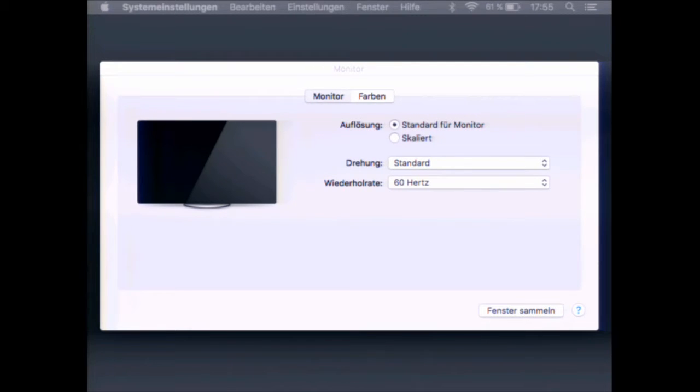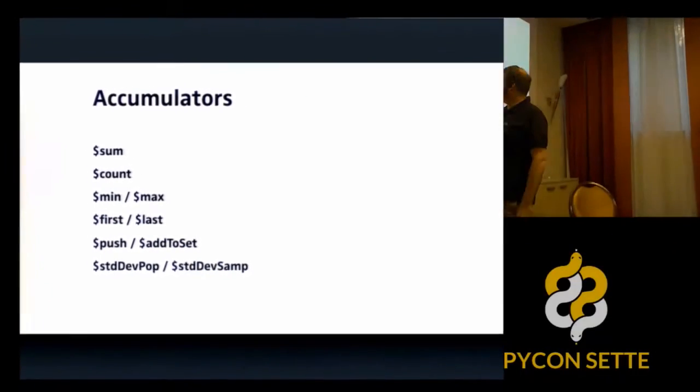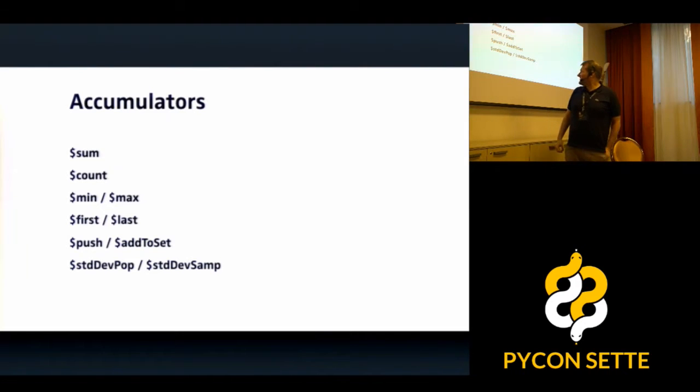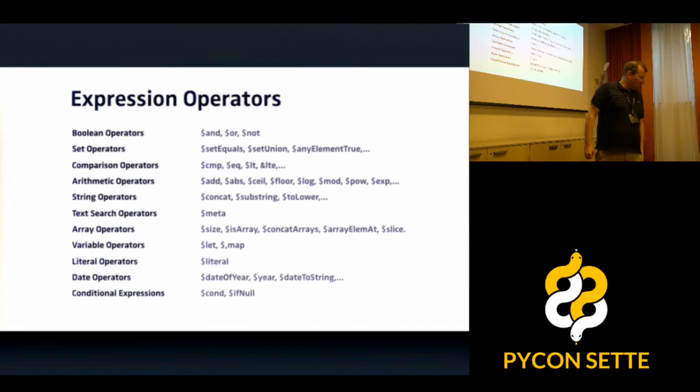We've introduced all the accumulators, like sum, min, max, first, last, push, addToSet. What we haven't covered yet: there are also a lot of expression operators, Boolean operators, set operators. Just have a look at the MongoDB documentation. It's really well written, with many code examples. It's very accessible, I think.